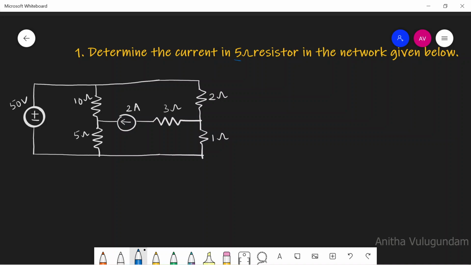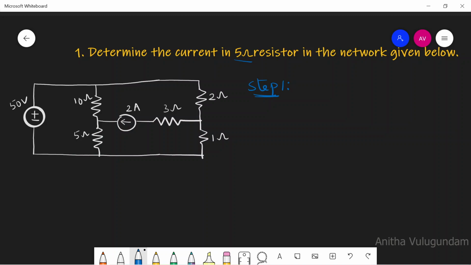Determine the current in the 5 ohm resistor in the network given below. We are supposed to determine the current in this 5 ohm resistor. You can see here we can solve this problem using super mesh analysis because we have a current source between two meshes.